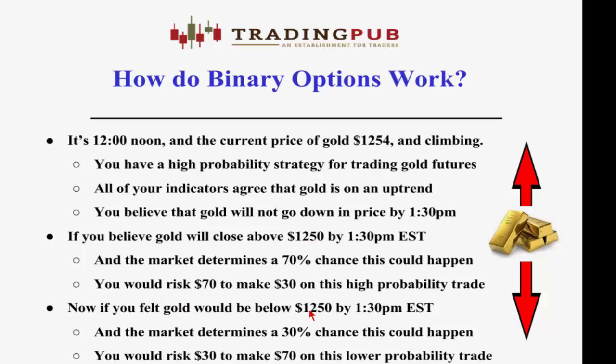Conversely, if you feel that gold is going to do a reversal and settle below 1250 at 1:30 p.m., you could decide that you want to sell that market, and since the price is already above 1250, you sell at 1250, you now have an out-of-the-money trade. The marketplace doesn't agree with you because the price is above 1250, and they're going to determine that there's a 30% chance that's going to happen. In this case, you would risk $30 to make $70 on a lower probability trade, and you would do that probably if you had some strong indicators or a strategy that suggested that a reversal was imminent.